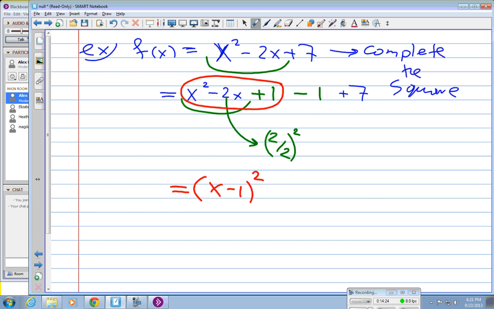Now the last 2 terms, I can combine them. What is that? Negative 1 plus 7. Well, that's just 6. Now this is the same as my original function. If I open up the parentheses and combine like terms, I'll get the same exact expression.